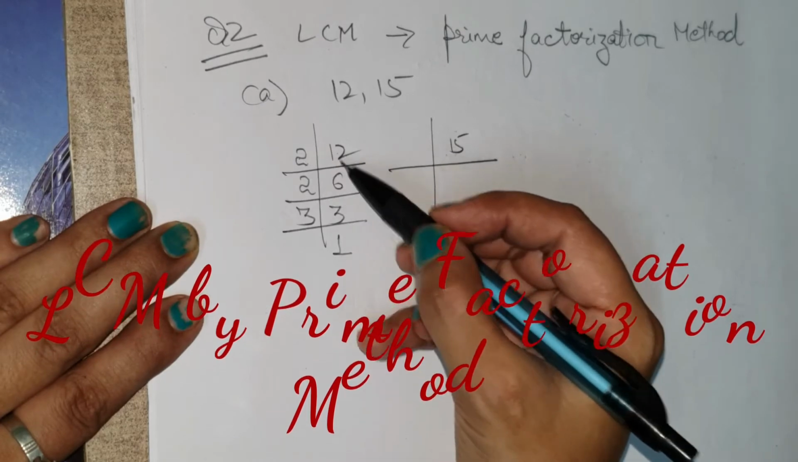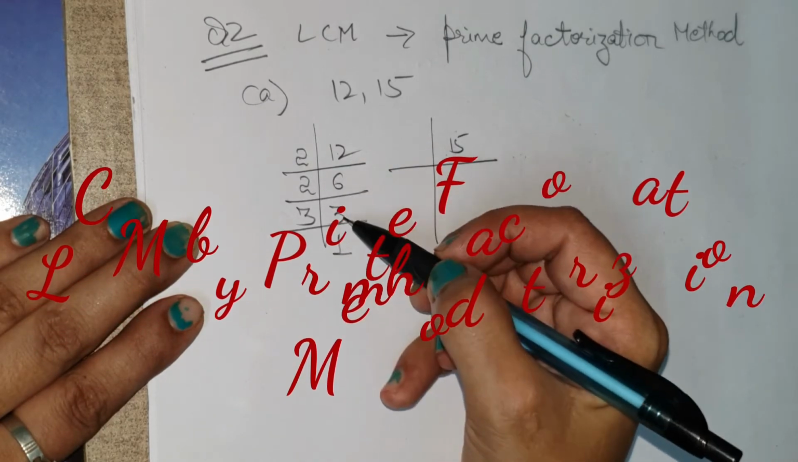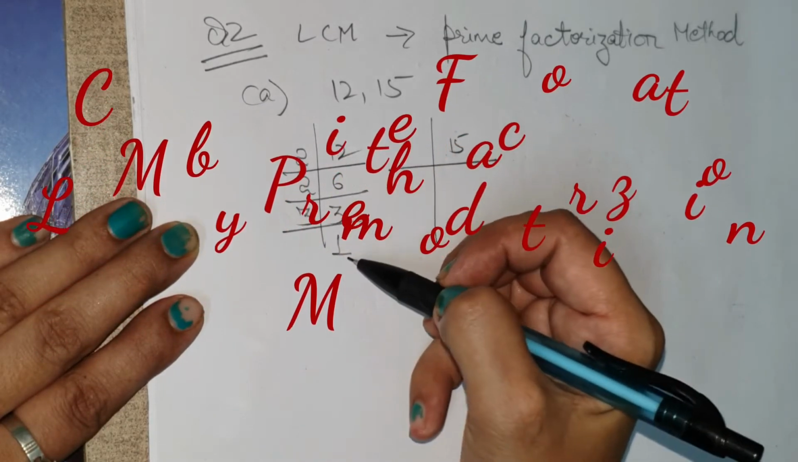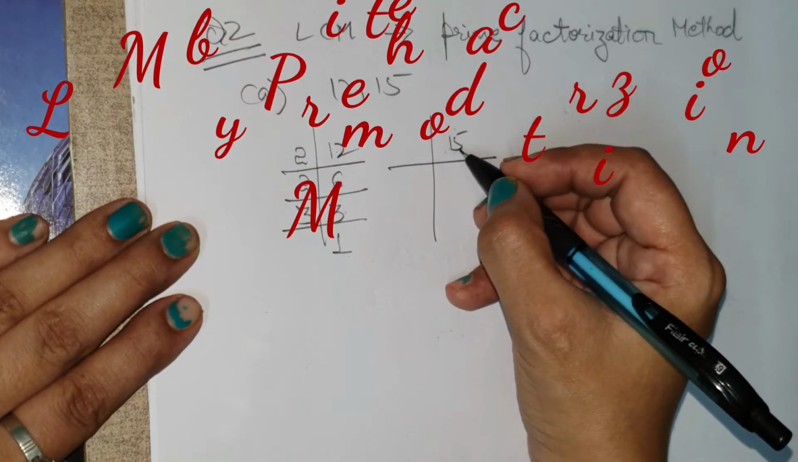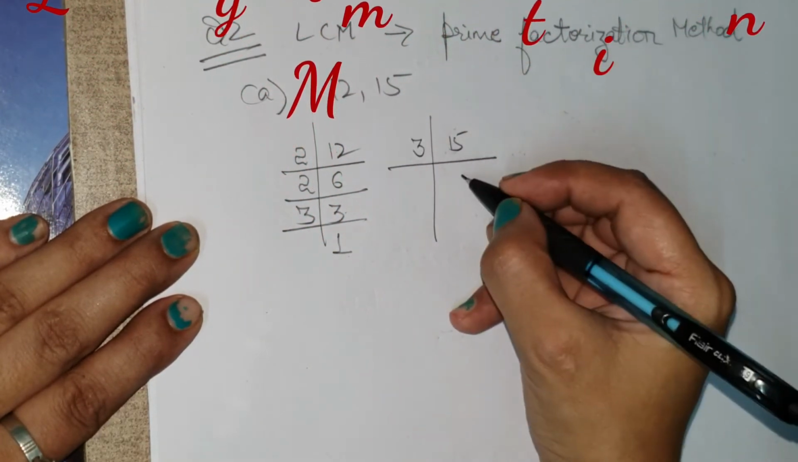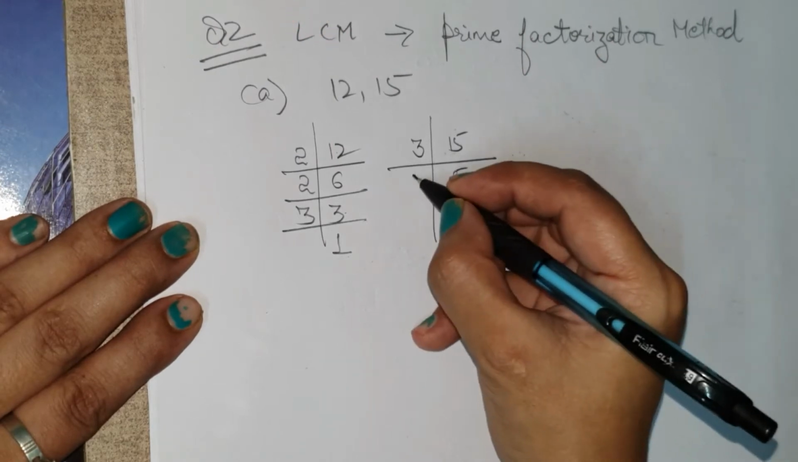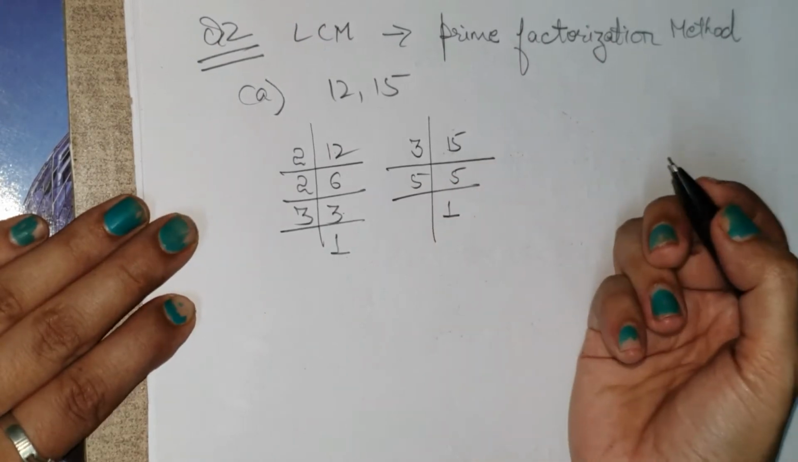In the table of 2, 12 comes 6 times, in the table of 2, 6 comes 3 times and in the table of 3, 3 comes 1 time. 15 directly comes in the table of 3. So outside we will write 3 and it comes 5 times and then 5 comes in the table of 5. So 5 ones are 5.